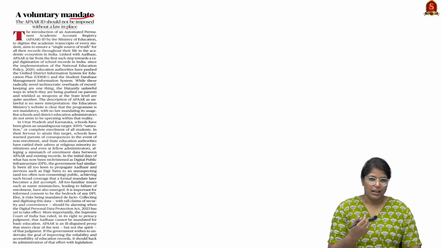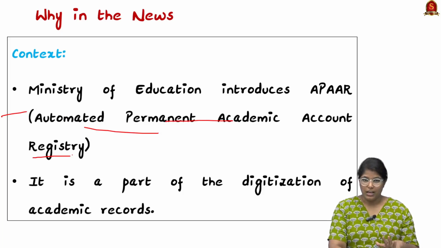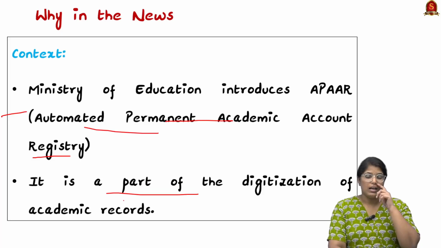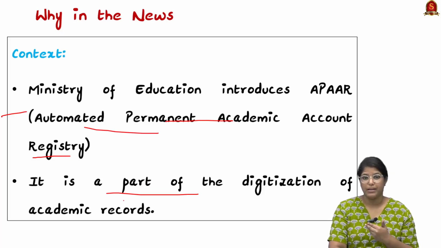Now this article has made news because recently our Ministry of Education has introduced this APAAR. It can be expanded as Automated Permanent Academic Account Registry. So it is just a registry to register all the academic performance of a student in a digital format. So it is actually part of a digitalization of academic records. So similar to our Aadhaar, this will be a record of truth of all the academic performance of a student that has happened in their lifetime.